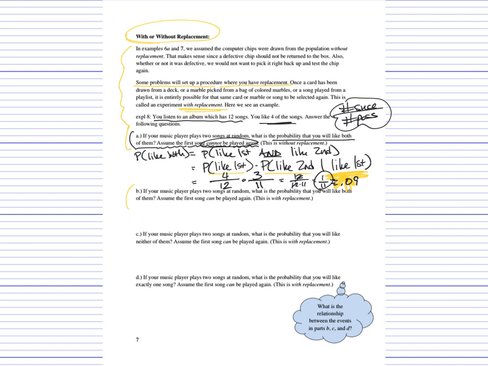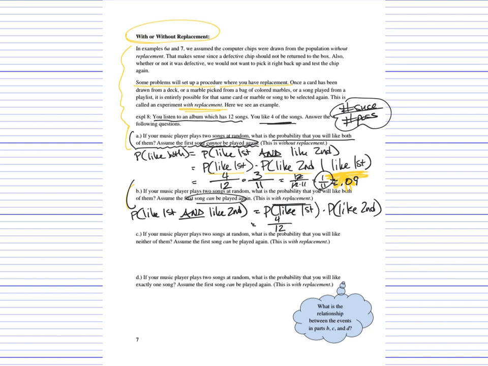Let's look at B. If your music player plays 2 songs at random, what's the probability you will like both of them? Assume the first song can be played again. So this is, again, with replacement. So we've got the probability that I like the first and like the second. But since the first song is going to be put back into the pool again to possibly be picked again, we don't have to worry about conditional probability. These are independent, aren't they? If you replace the first song, then you can say liking the first and liking the second are independent.